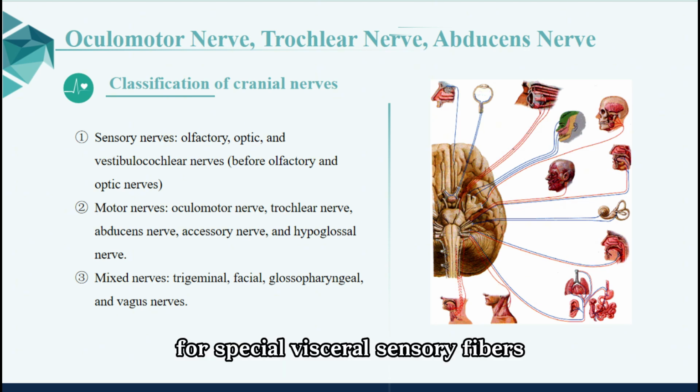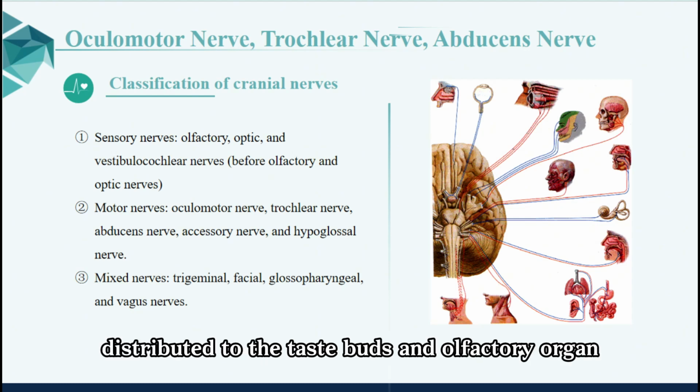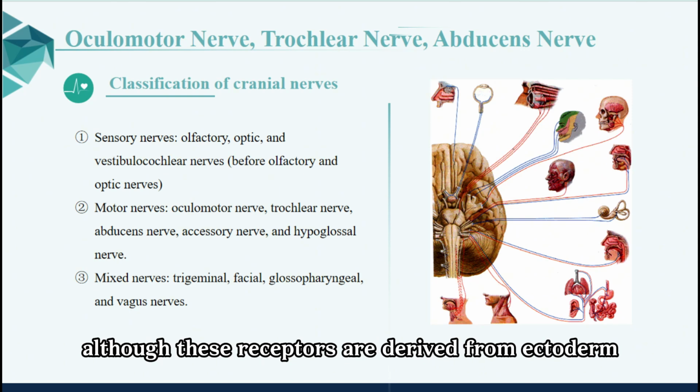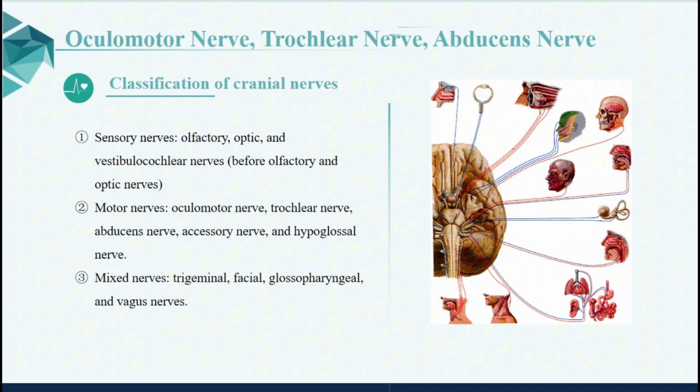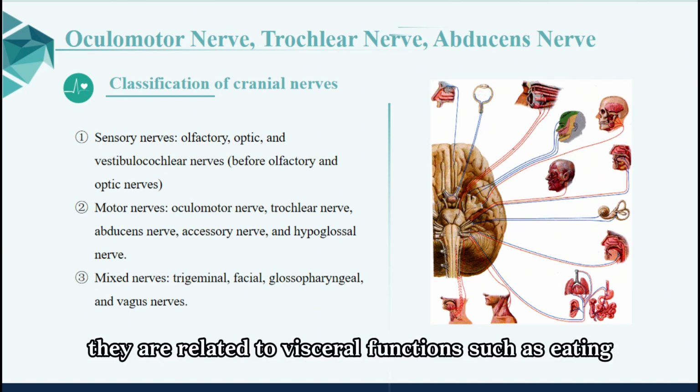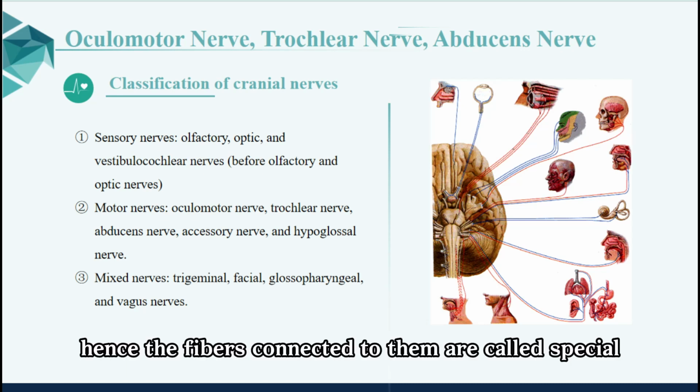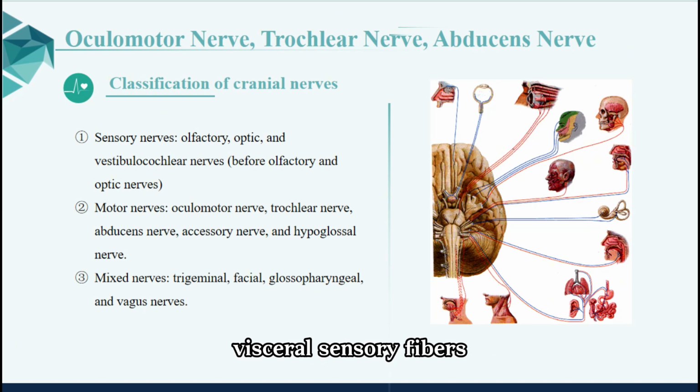4. Special visceral sensory fibers, distributed to the taste buds and olfactory organ. Although these receptors are derived from ectoderm, they are related to visceral functions such as eating. Hence, the fibers connected to them are called special visceral sensory fibers.